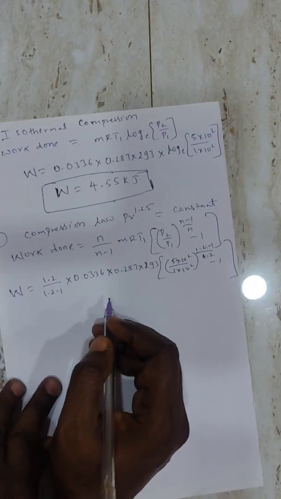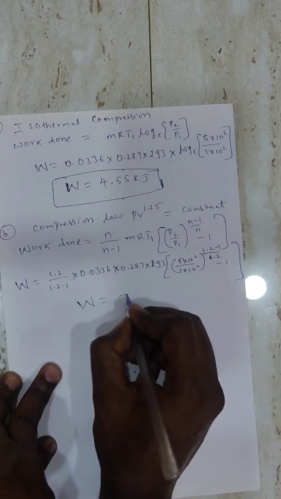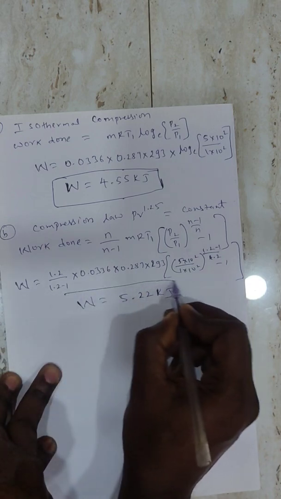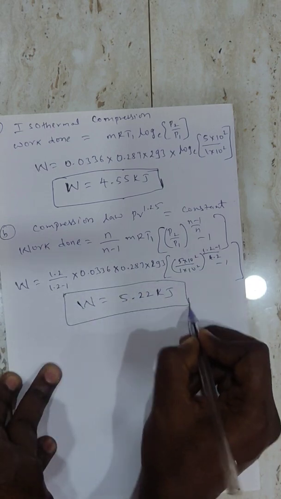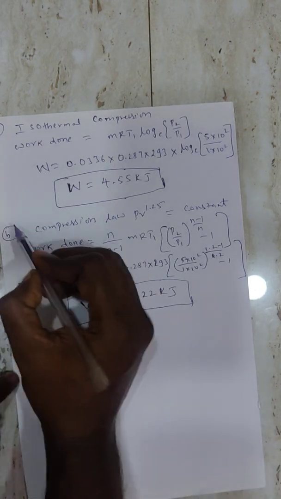Okay, after solving this equation, we get the work done W. W is equal to 5.22 kilojoule. 5.22 kilojoule. Okay, this is it.